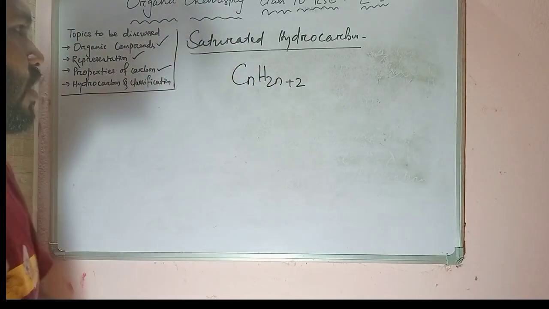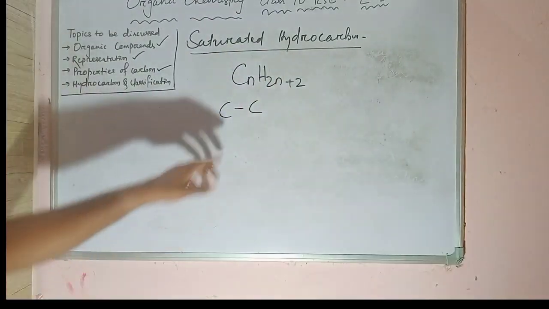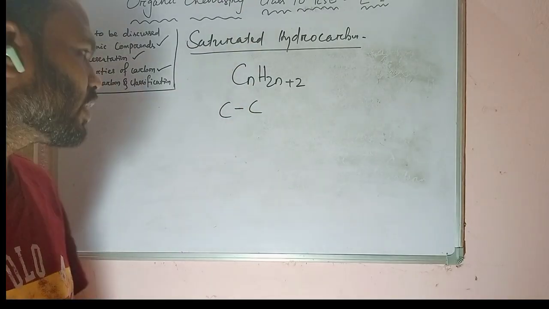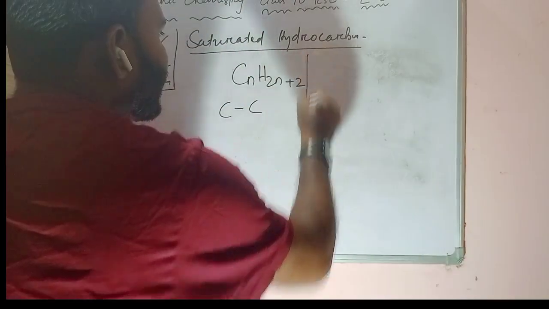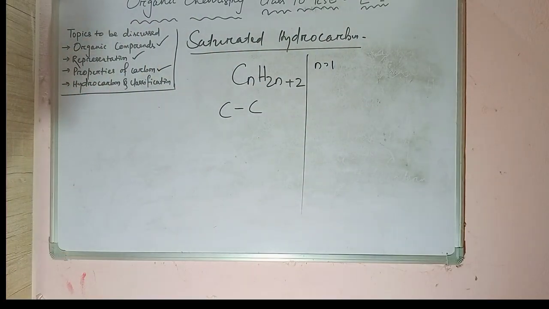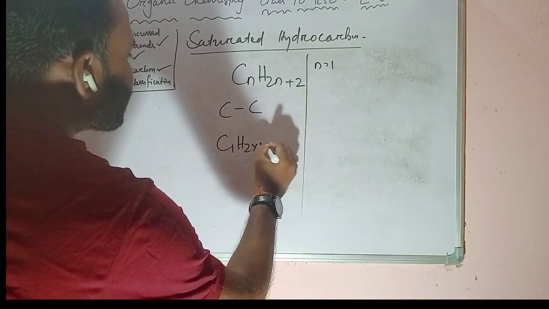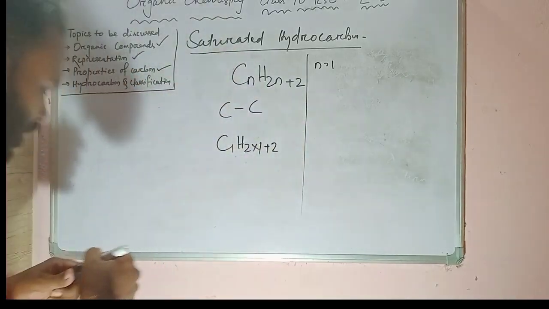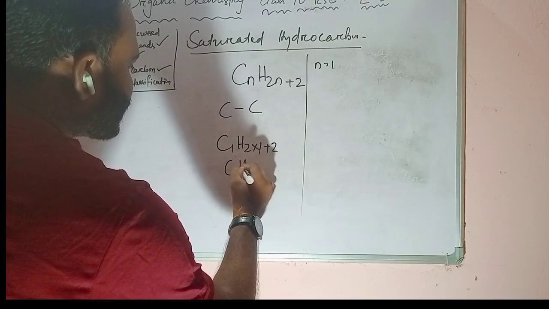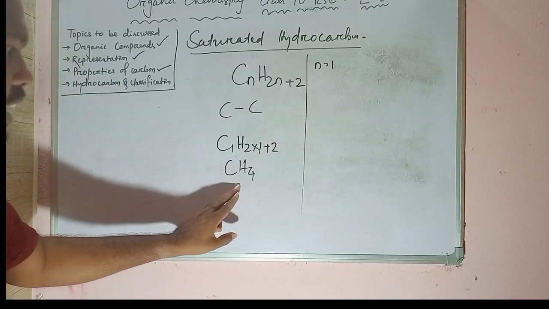So for saturated hydrocarbon, as I have mentioned, there is a single bond between carbon and carbon. So the value of n can be taken from n equal to 1. Now let's put this value: C1H(2 into 1 plus 2). So it will become CH4. Now actually what is this compound?